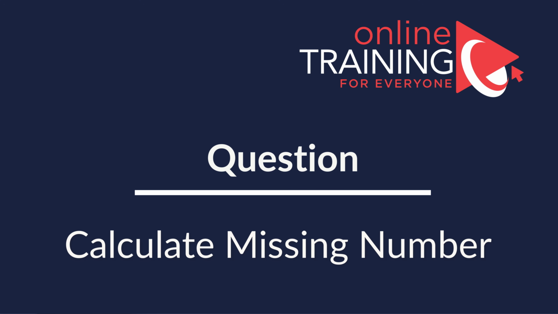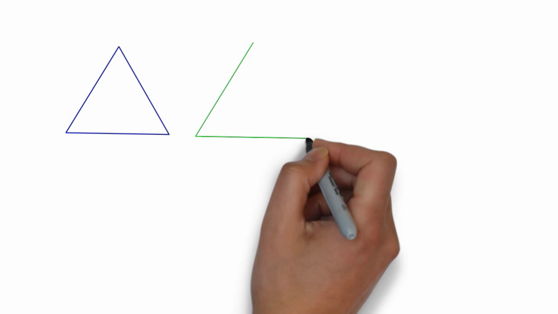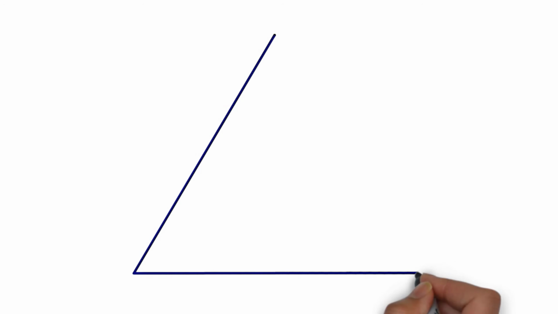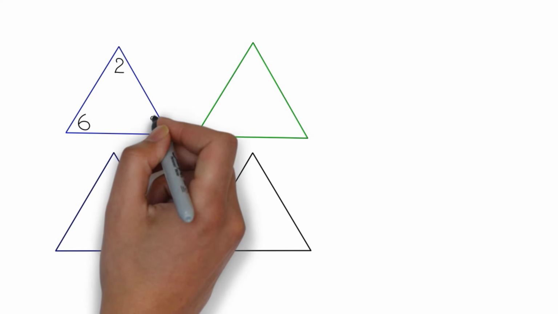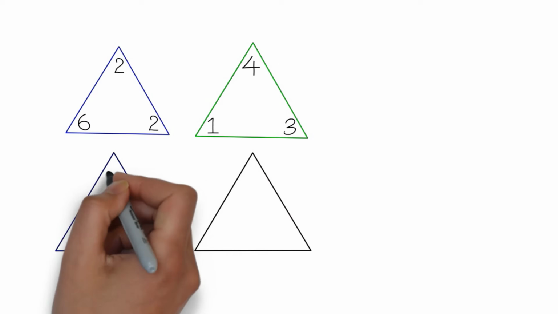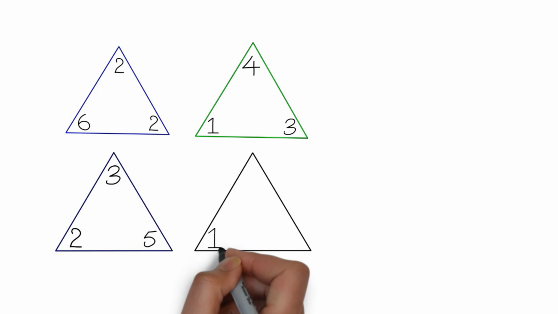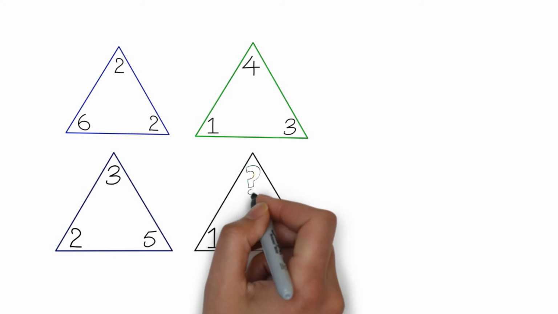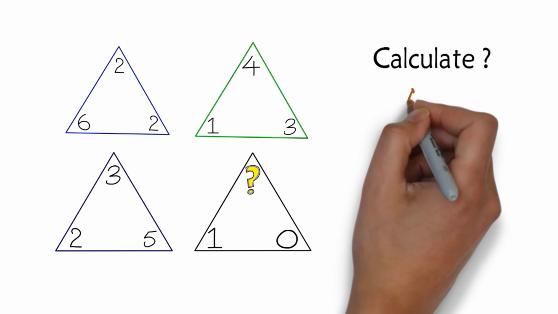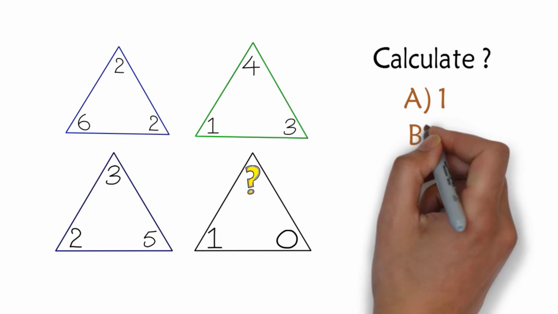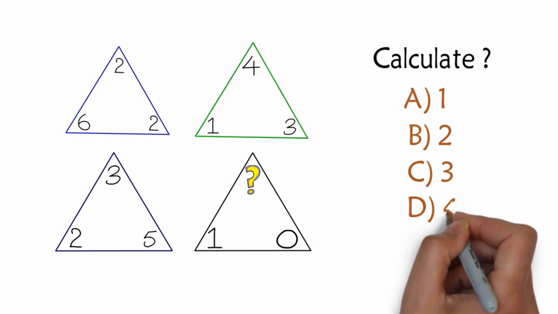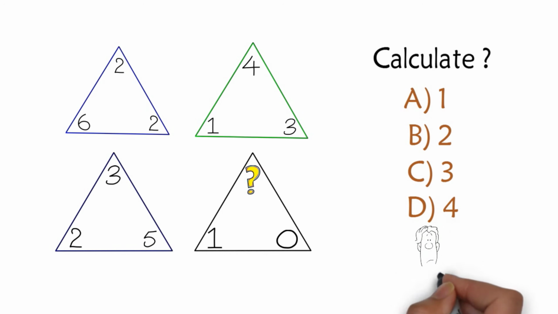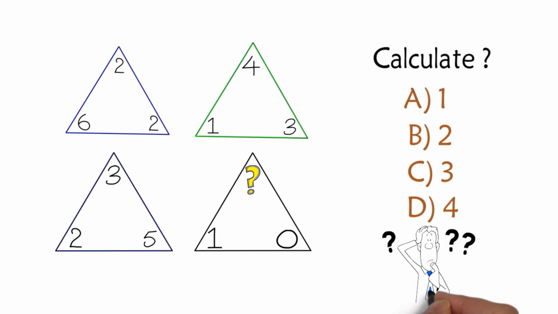Here's another puzzling question you might find difficult to solve. You're presented with 4 triangles. Each triangle has a number in each corner, and you need to calculate one of the missing numbers in the upper corner of the black triangle. You have 4 different choices. Choice A, 1, choice B, 2, choice C, 3, and choice D, 4. Can you determine the answer? Let's continue to see how we can solve this challenge together.